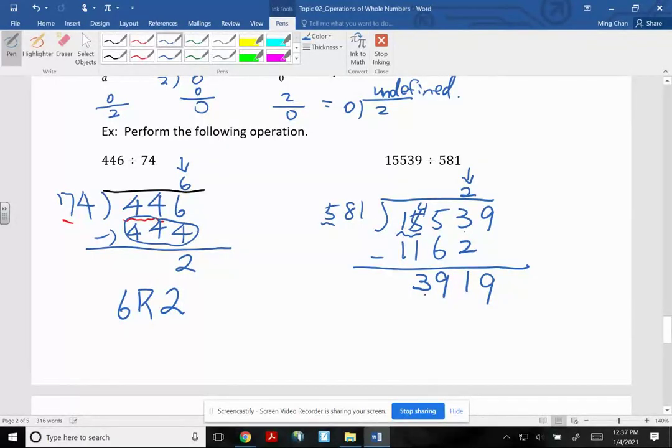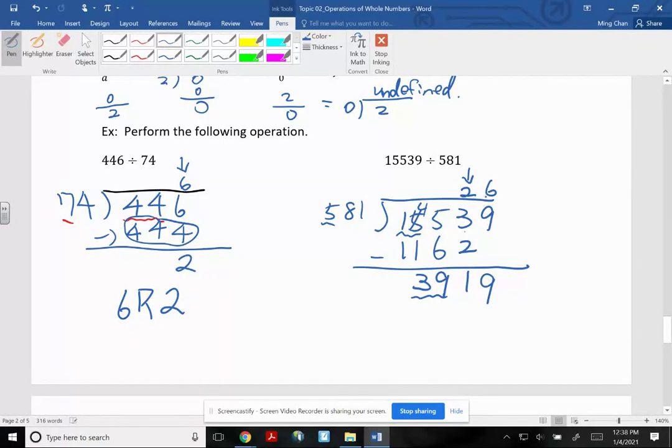5 cannot go into 3 alone. So 5 can go into approximately 39. About how many times? Well, 5 times 8 is 40. So I'm going to use 7. 7 times 1 is 7. 7 times 8 is 56. Carry 5. 7 times 5 is 35. 35 plus 5 will be 40. That's too big. So 7 doesn't work. That means I've got to use 6.